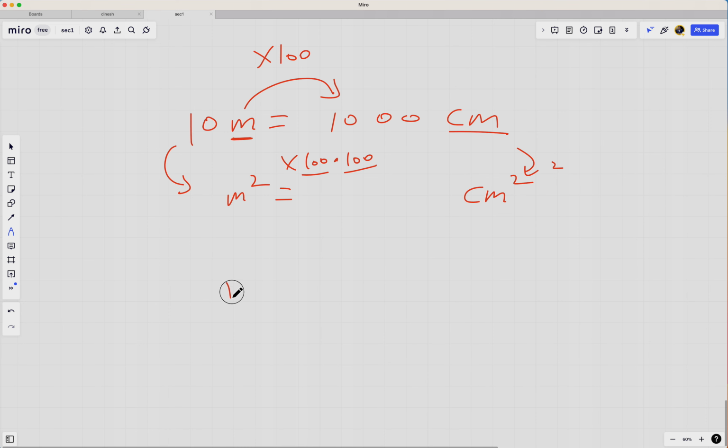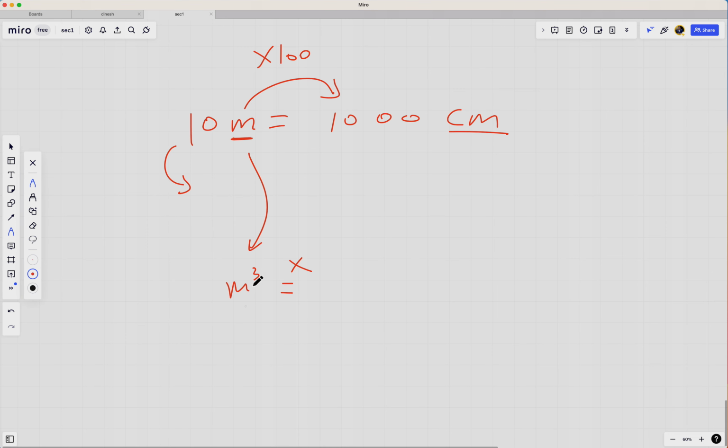Okay? So what if you have a cube conversion? So what have you done here? You cube the meter, right? So then you cube the 100. In fact, the 100 here is called the base factor. That means the factor that you convert when there's no square, when there is no cube.